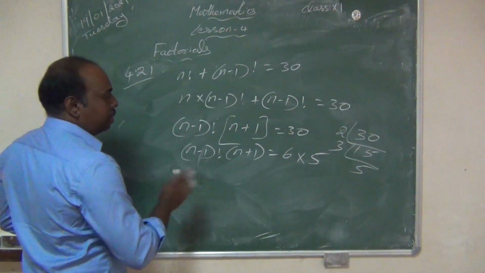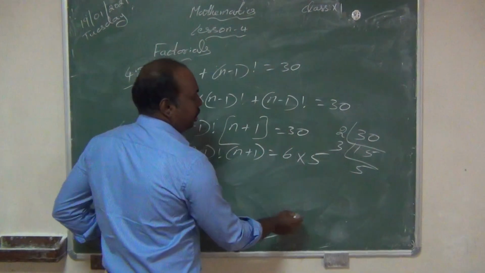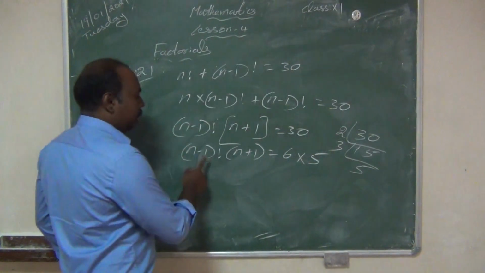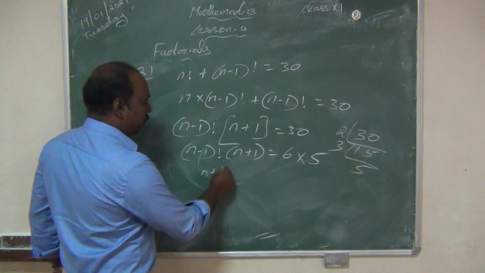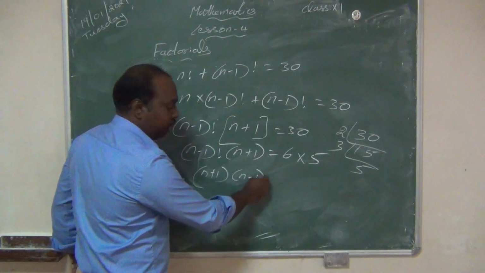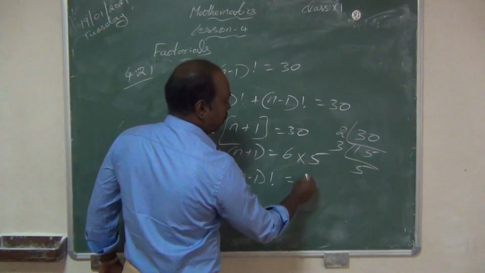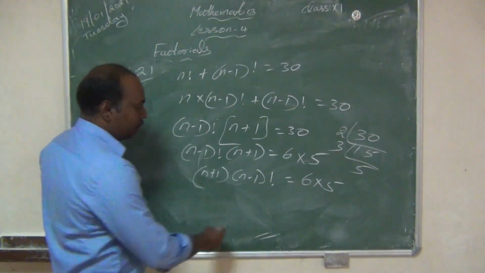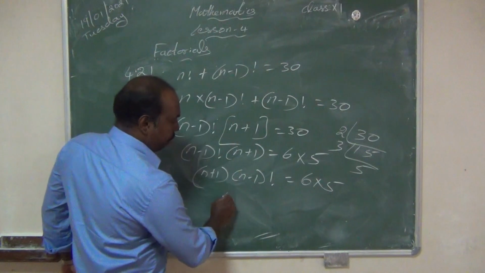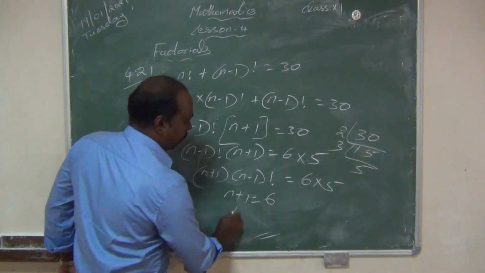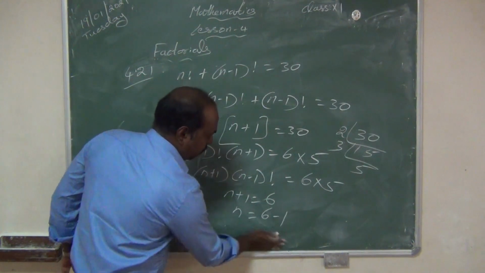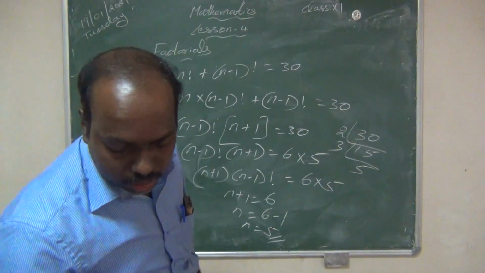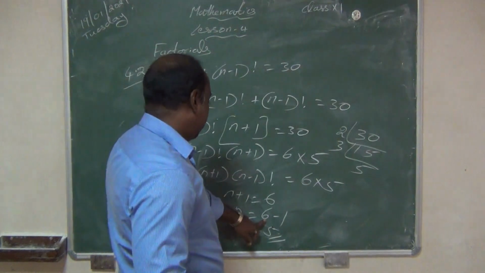Now we can compare these two terms. 6 can be written as 3 factorial, am I right? Here n plus 1 into n minus 1 factorial equals 6 into 5. Now equating these two terms, we get n plus 1 equals 6, n equals 6 minus 1, so n equals 5. So the answer is 6 minus 1, am I right?